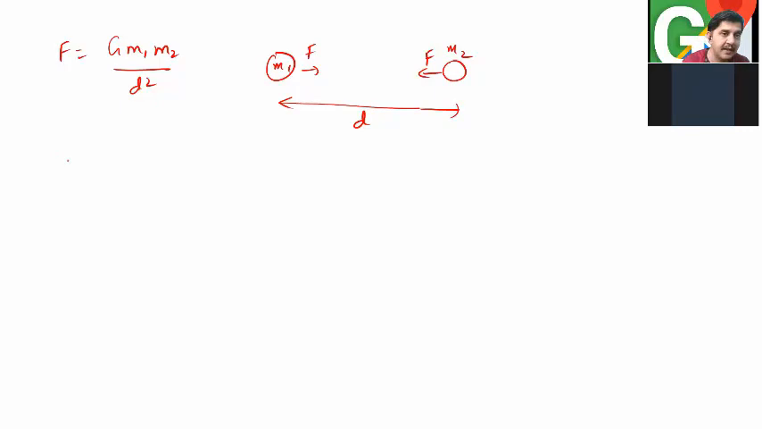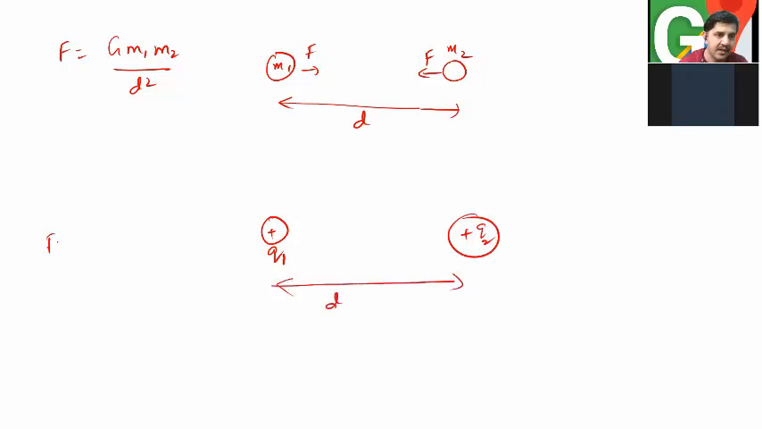Now, instead of a mass, if I take two charges, plus Q1 and plus Q2, and the distance between these two is D. Once again, the force of attraction or repulsion here would be K Q1 Q2 divided by D square. Now what can happen here? What is the direction of the force here? One is going from Q1 to Q2, one is going from Q2 to Q1.